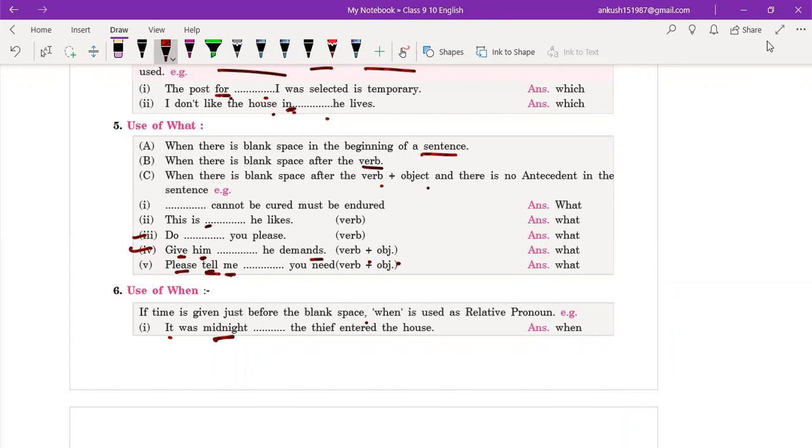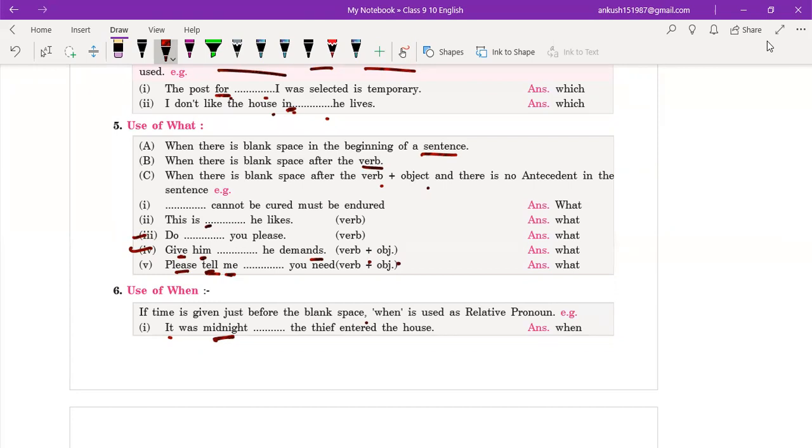Okay, what can means जो हो नहीं सकता, ये जो cured नहीं हो सकता उसको पहले करना चाहिए, या उसकी केयर करनी चाहिए, like that. This is what he likes. What generally in Hindi gives the answer for जो. Understood? Do what you please. जैसा लगता है वैसा करो. Do what you please. Give him what he demands. Please tell me your needs, or please tell me what you need.